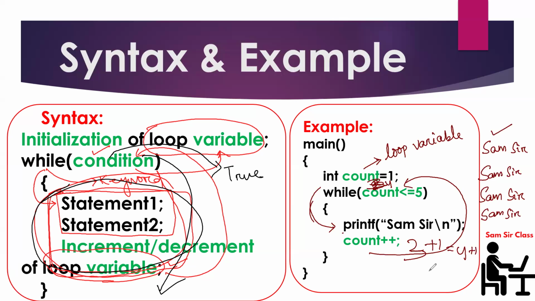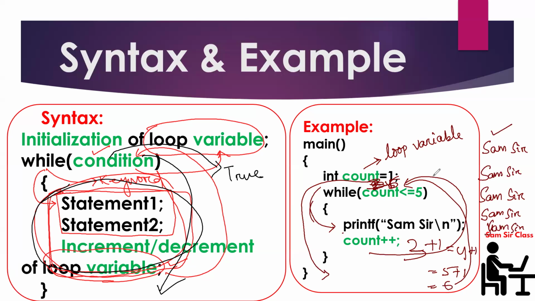Count plus plus. 4 plus 1 will become 5. Again check. 5 less than equal to 5. True. Again enter the while block and print Sam sir. After that, count plus 1 will become 6. If we check the condition, 6 less than equal to 5, false. False means don't enter and come outside the while block.